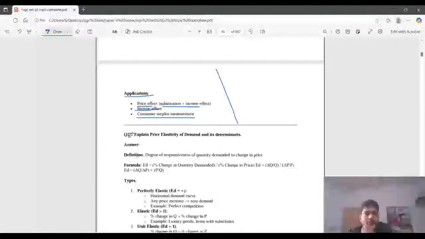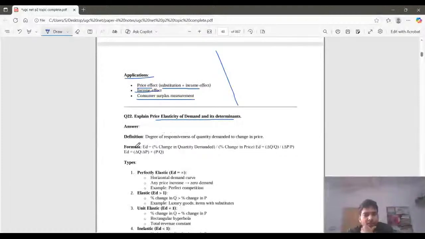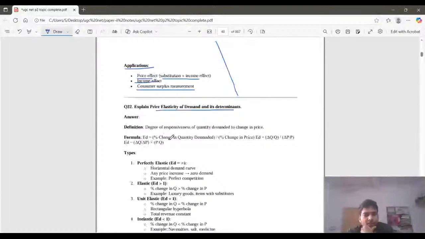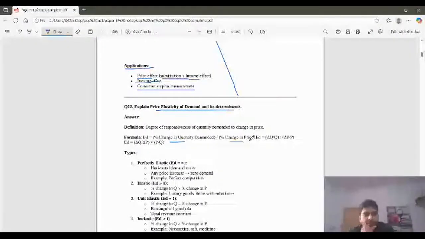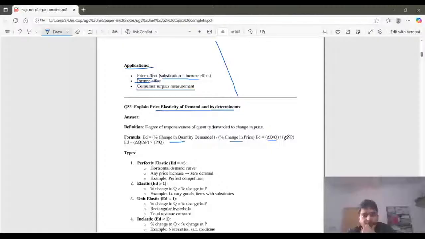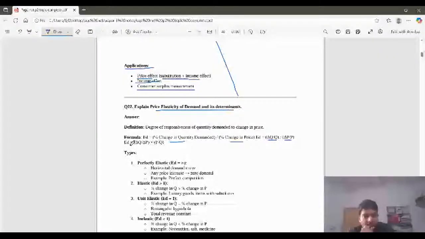Now we come to question number 22: explain the price elasticity of demand and its determinants. We know that it is the percentage change in quantity demanded divided by the percentage change in price. And this is quite interesting if you look at this observation.